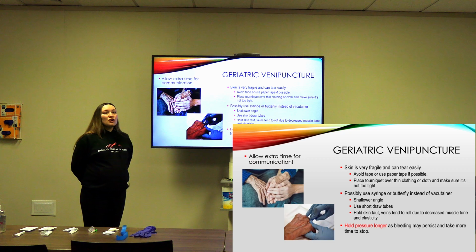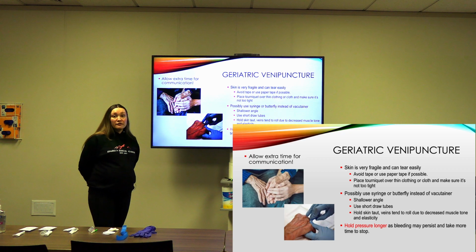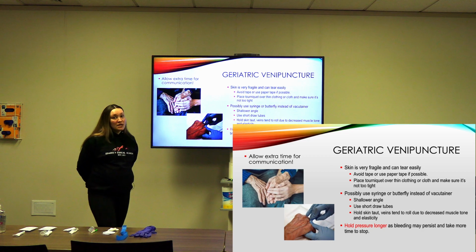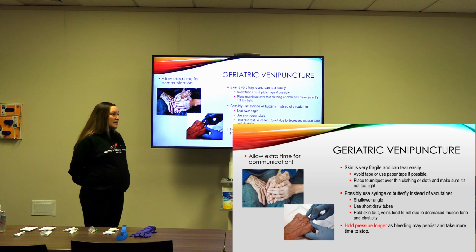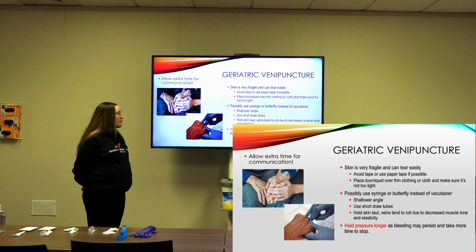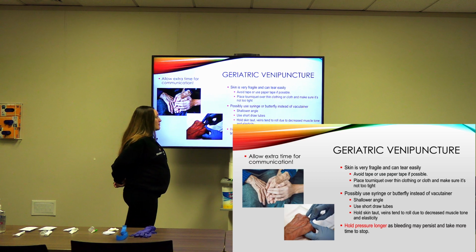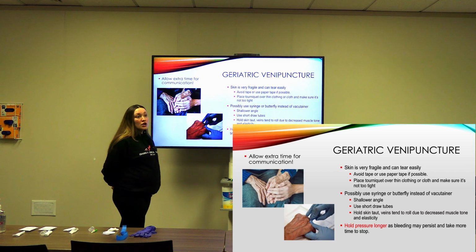It's most likely that you're going to use a syringe and a butterfly, which is a smaller needle set, instead of a vacutainer set, just because the pressure is too great and it could cause issues: hemolysis, vein rupture, vein collapse, stuff like that. Also, butterfly needles provide a shallower angle. They use shorter draw tubes, or we can use shorter draw tubes.